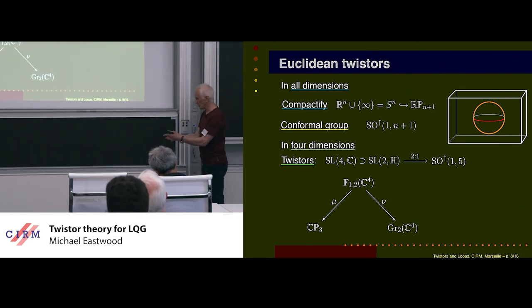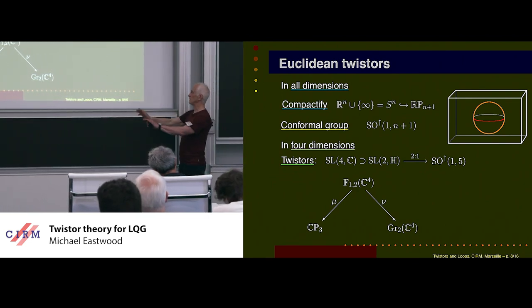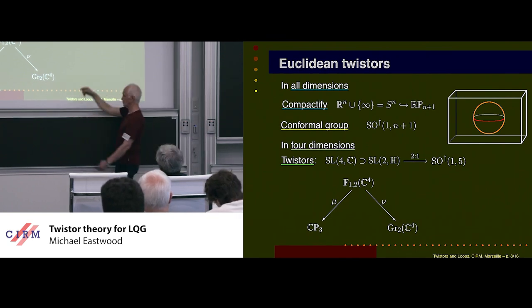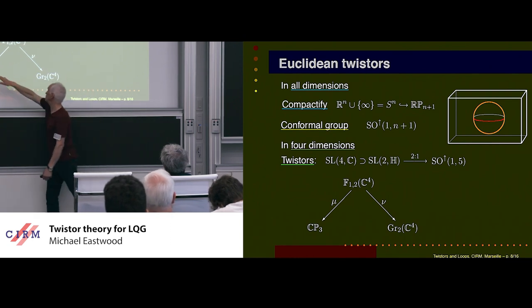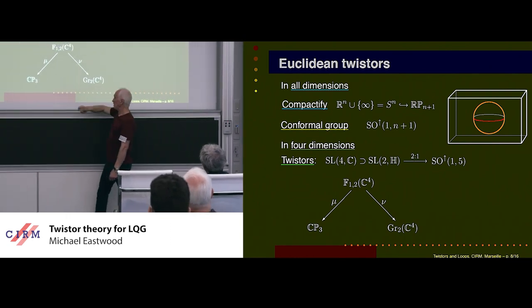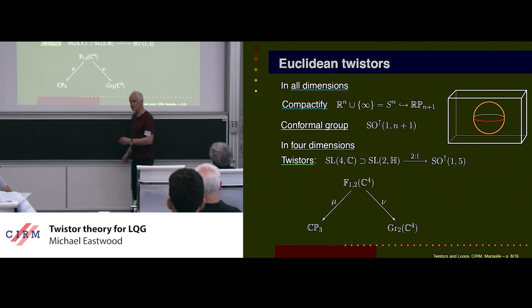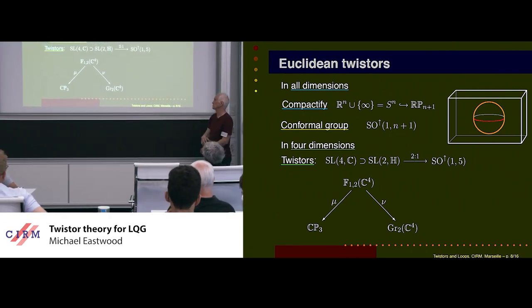So then what you should do is look at how all this interacts with twistors. In other words, take this group, SL(2,H), and ask, how does it interact here? Right, so on the left-hand side, now this is actually very unusual, what happens.